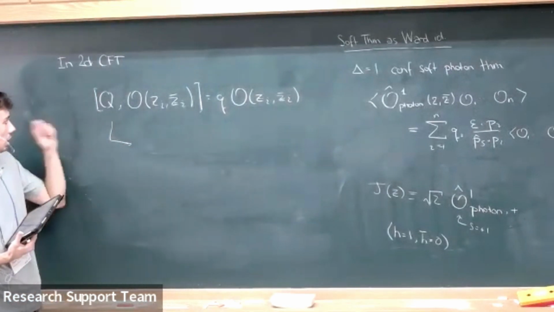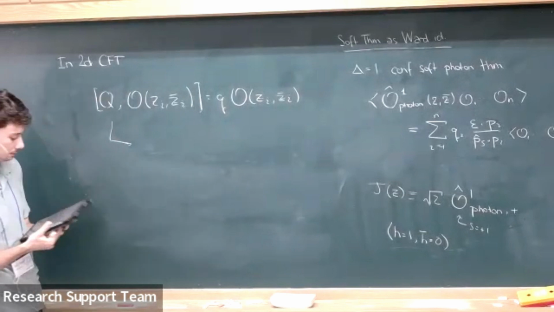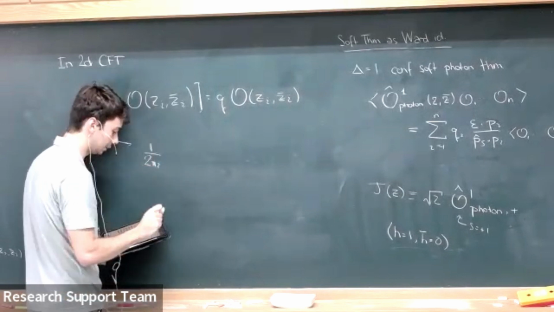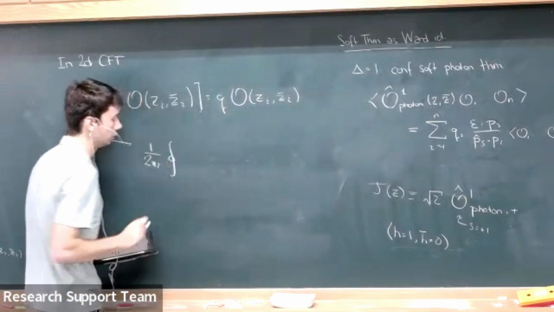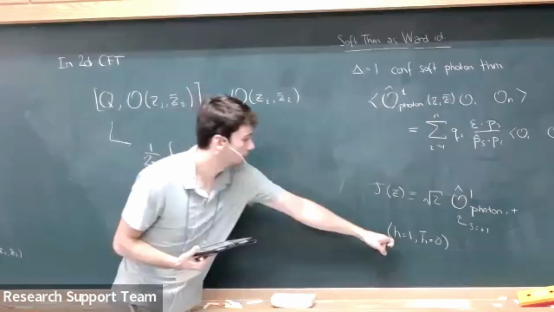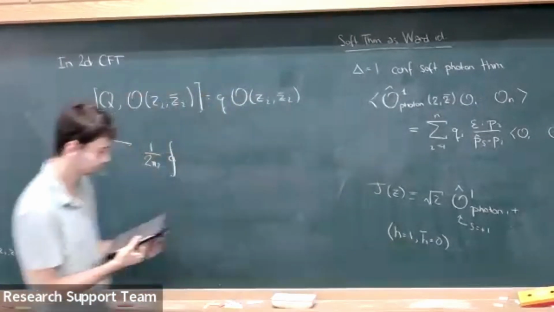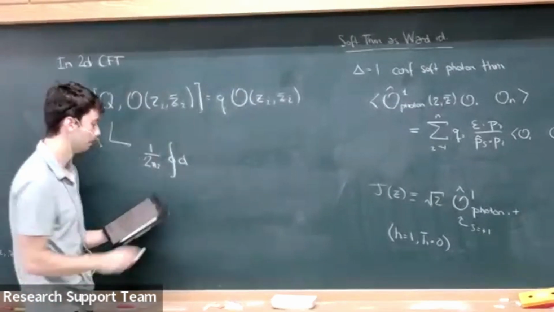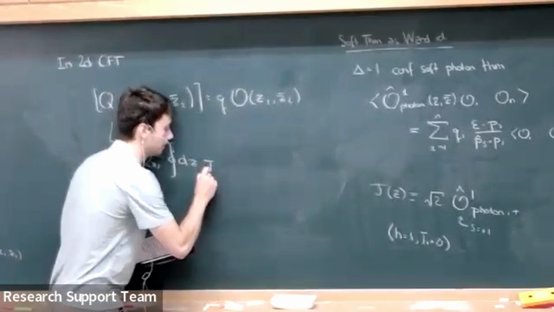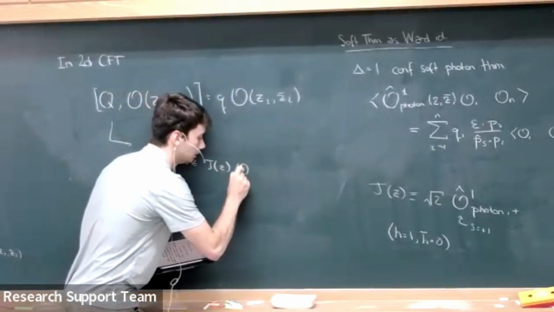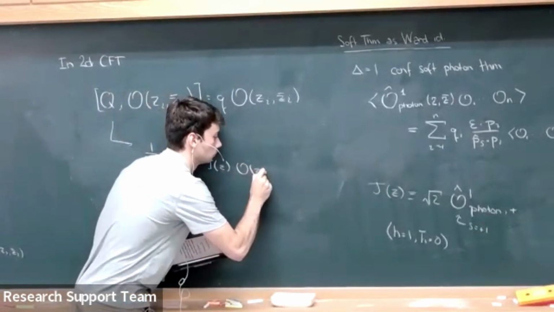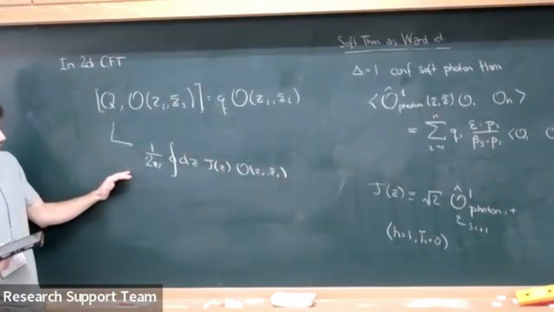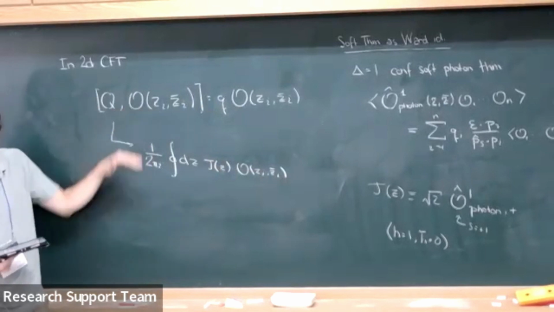Note that in all CFTs, this is a generic CFT statement, charges are related to conserved currents via contour integration. So for each charge, you can associate a conserved current, which will be weight (1, 0). And you extract the commutator of a charge and an operator by looking at the contour integral of the conserved current and that operator. So this is just the general 2D CFT expression. This is what the commutator physically means.